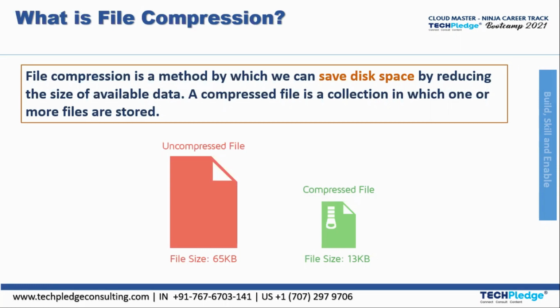So yes, Raj, you're right. That is a file compression. It's a method by which we can save disk space by reducing the size of available data. An uncompressed file versus a compressed file: if we go with an uncompressed file which is 70 kb, when we compress it, it will become 20 kb. A compressed file is a collection in which one or more files are stored. We can save disk space by reducing the size of available data.